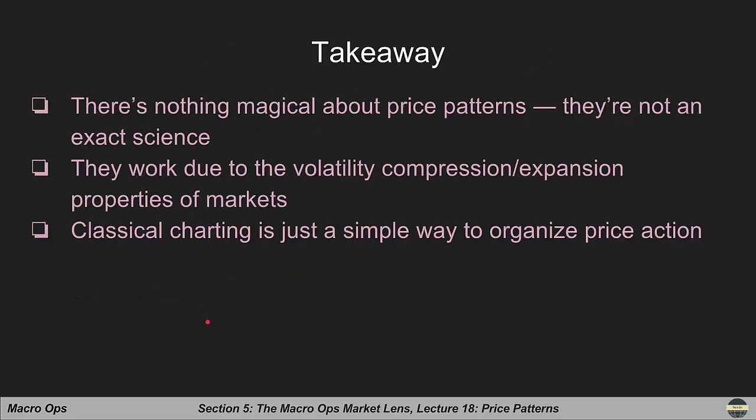So the takeaway is there's nothing magical about price patterns. They're not an exact science. We can use larger lines to define the boundary areas. And they mainly work due to the volatility compression expansion property in markets, not because there's some magic little formation. So, there's nothing magical about a triangle. It's just the fact that markets tend to go through periods of consolidation and trend. They ebb and flow in that manner. And classical charting is just a simple and concise way to organize the otherwise complex charts of financial markets.